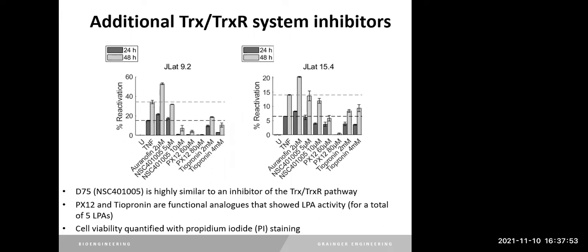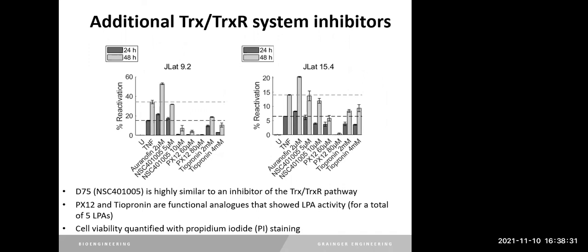So in this case, these are two full-length HIV latent populations, again, 9.2 and 15.4. You can see that untreated, they're not reactivating at all. With TNF is the dark gray dashed line. And you can see that after 24 hours, PX12 and tiopronin are both below the dark gray dashed line. You can also look at the 48-hour mark, and they're also below, they also suppress reactivation of latency.